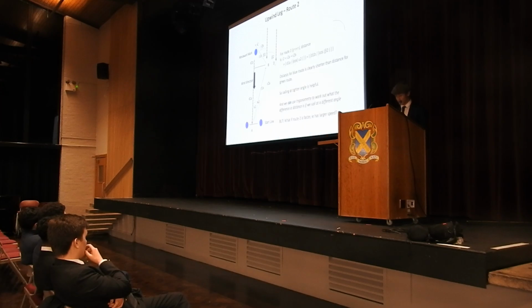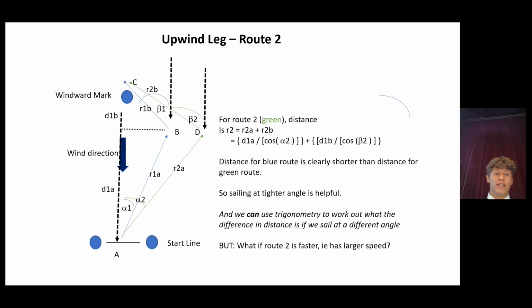So there's another route you can possibly take, which is the green route. This is clearly longer, but you actually are going at a higher velocity. So you've got to be able to balance whether you go at a shorter distance and you're going slower, or you go at a longer distance but go faster. So which one do you take? Well, I'll get into that in more detail later.